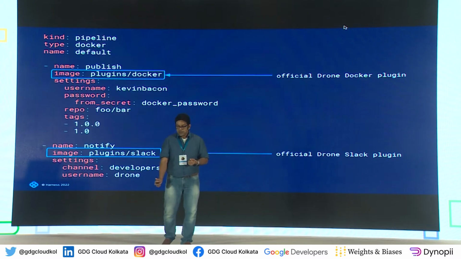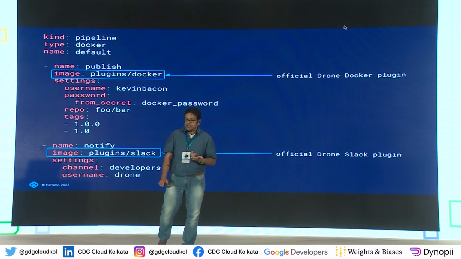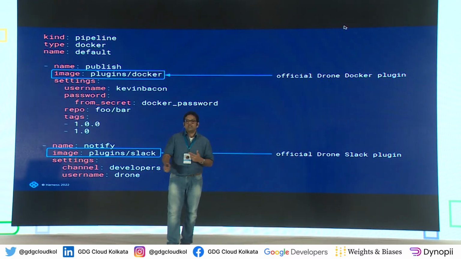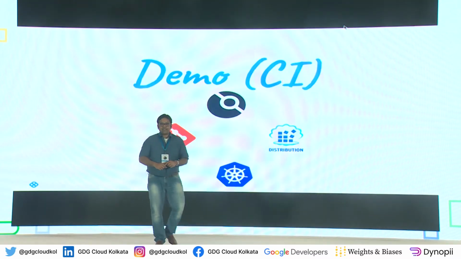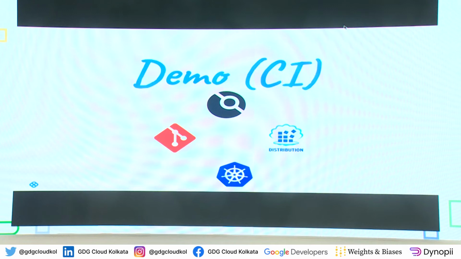Okay? Great. So in this example, I have a couple of plugins. The plugins are Docker and Slack. These are two things which are needed in this case, to do a build, push into a registry, and finally send a notification on Slack. Great? So far, so cool. Let's take a quick demo of what these things look like, right? I hope my demo works.